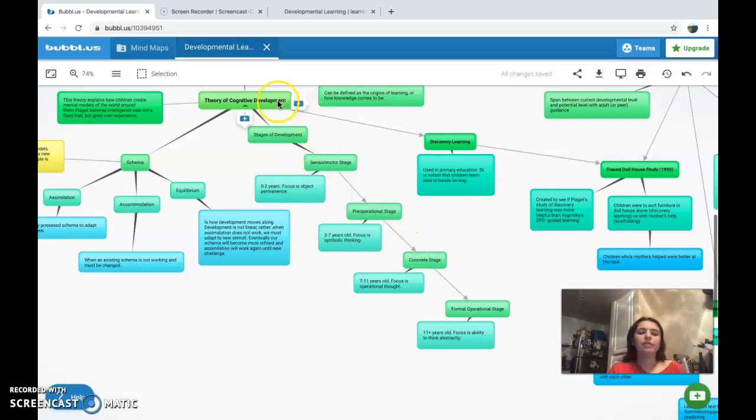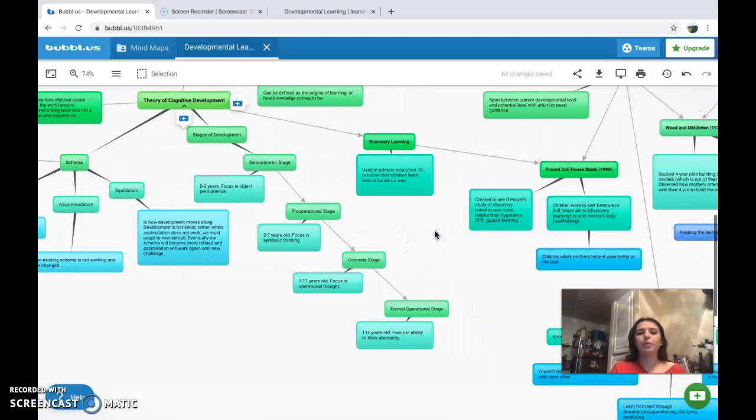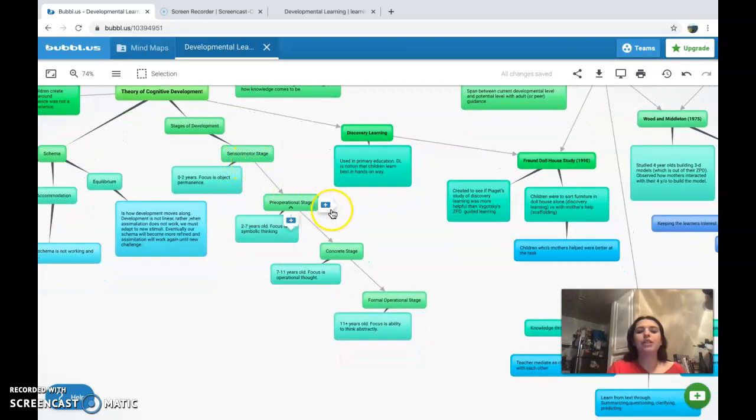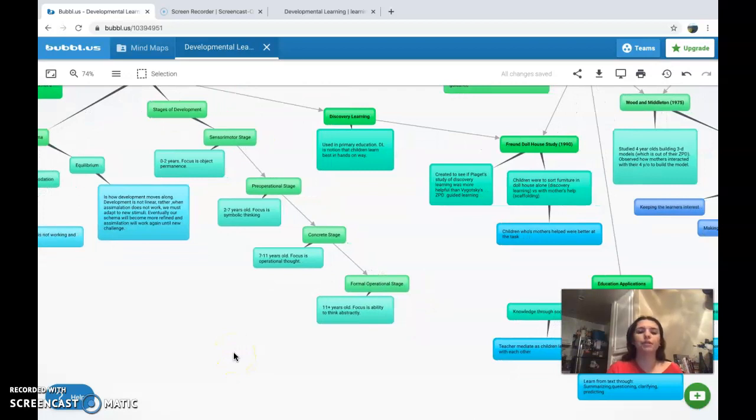In the theory of cognitive development, there are 4 stages of development. So these are the categories where, from infancy to adulthood, Piaget broke down how people develop. So it starts with your sensorimotor stage, which occurs from 0 to 2 years old, and the main achievement in this stage is object permanence. And from 0 to 2 years old, babies learn that things still exist even if they cannot physically see them. After the sensorimotor stage, people move on to the pre-operational stage, and this is for children 2 to 7 years old. The focus becomes symbolic thinking.